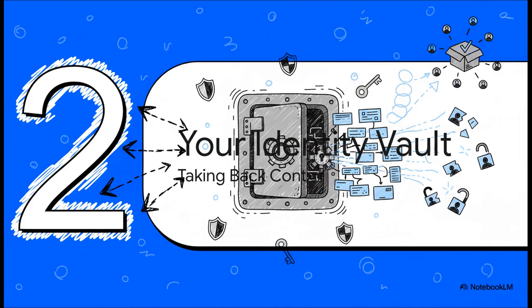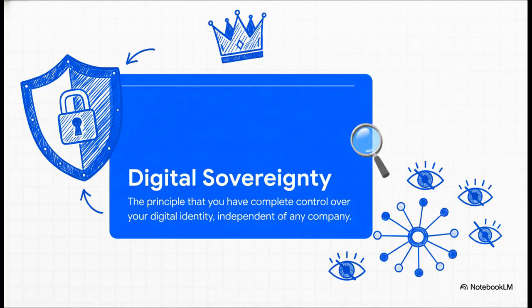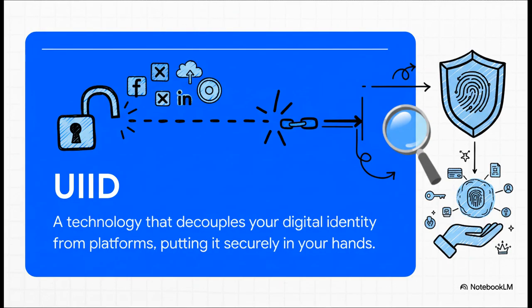But what if we could just flip that whole model on its head? What if you could take back control by storing your entire digital identity in your own personal, super secure vault? That's the really powerful idea we're going to dig into today. And that brings us to this core concept: digital sovereignty. It sounds fancy, but it's a simple and honestly a revolutionary idea that you, and only you, should have absolute control over your digital self. No company, no third party. Just you.